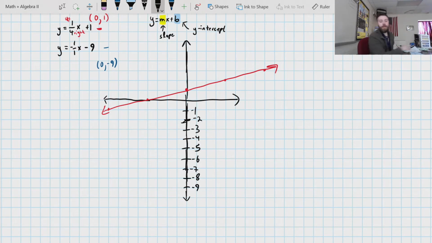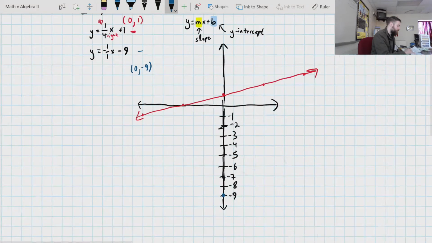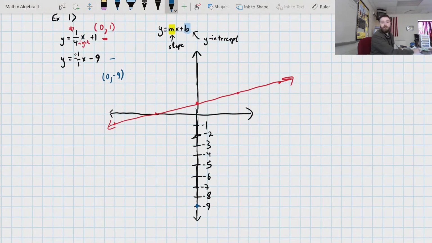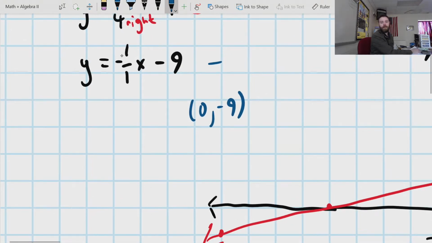Okay, so -9 is my y-intercept, so 0, -9. I'm going to go down 9. And then from that point, it's telling me to go down 1, right 1. So let me zoom in on that. A negative upstairs tells you to go down 1, however many that number is. So -1 tells you to go down 1.